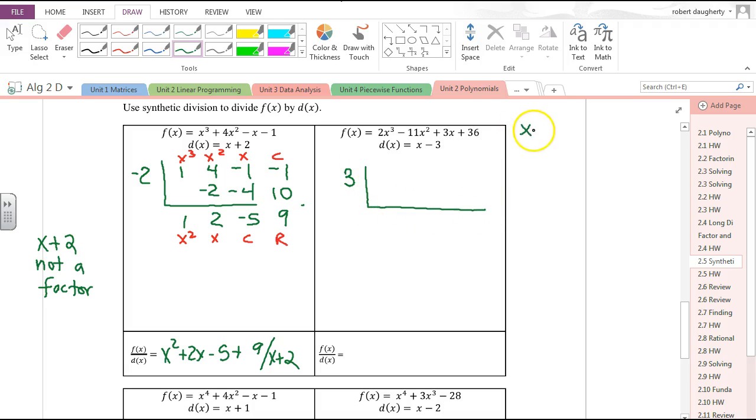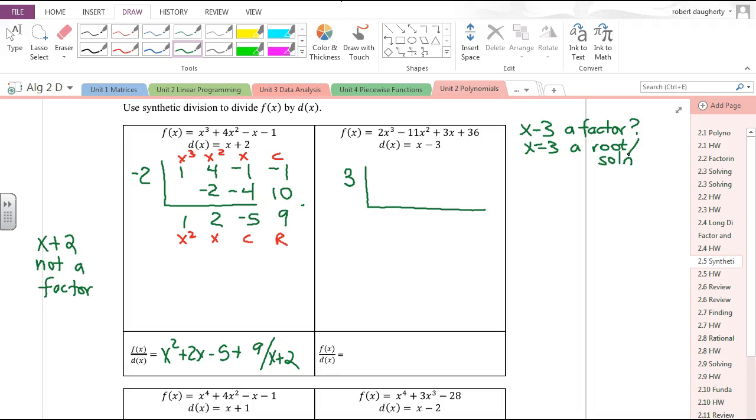I'm testing, is x minus 3 a factor? That's the question I'm trying to ask myself. Or is x equal 3 a root or solution? Okay? That's what I'm trying to figure out here. Is x minus 3 a factor? If it was, then x equal 3 is a solution.